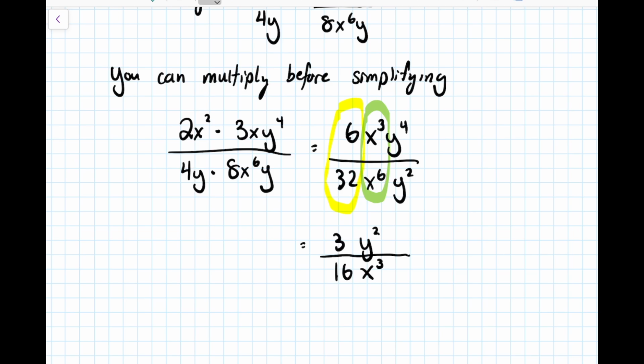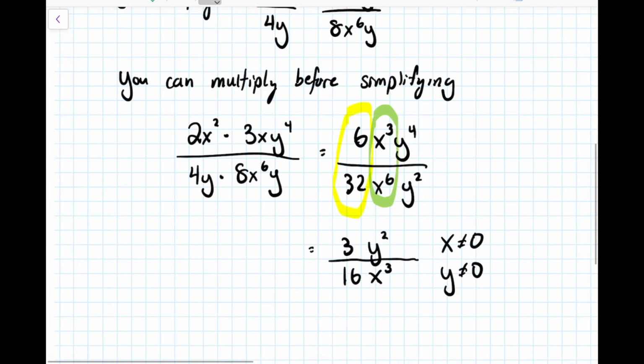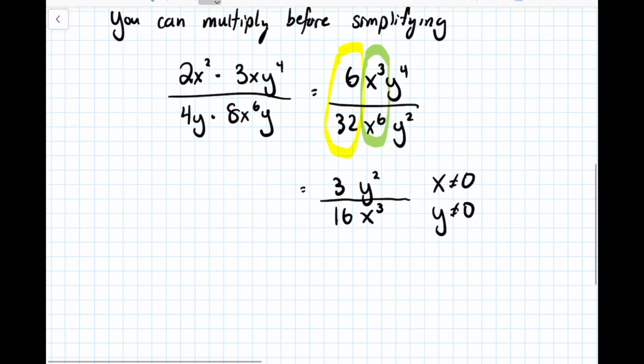We do need to end with NPVs, so we've got x can't be 0, and y can't be 0 because the y's were on the denominator before we canceled them out.